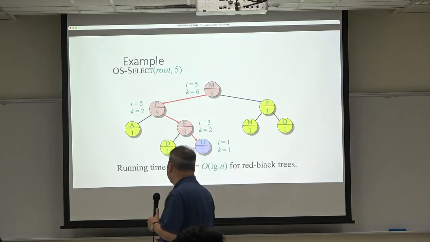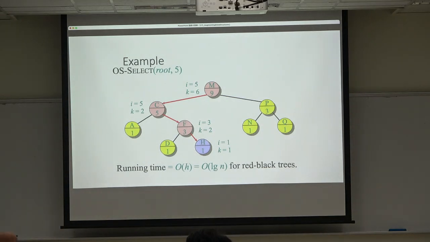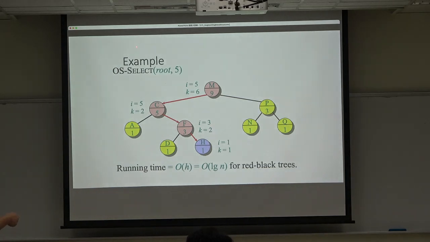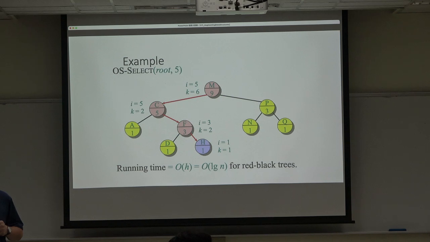Okay, good. So you can see that a red-black tree can be used for different purposes. And if you use a red-black tree, the running time of OS select is guaranteed in the worst case to be the height of the tree, right? And the height of the tree in a red-black tree is guaranteed to be log n, so it's big O log n, if you use a red-black tree for the underlying binary search tree. So far so good, right? Okay, so let's continue.